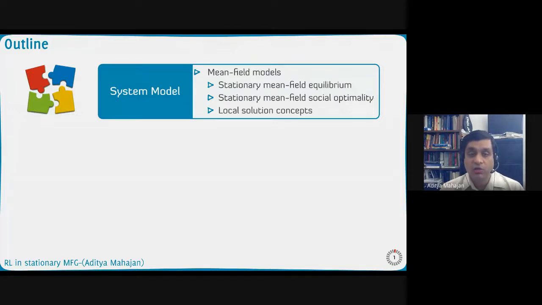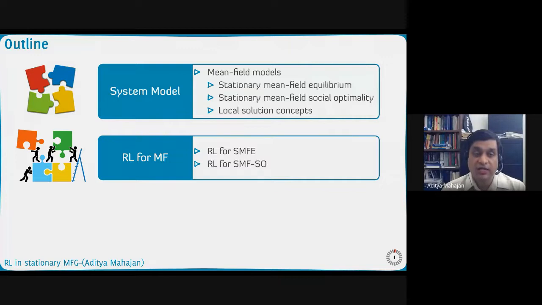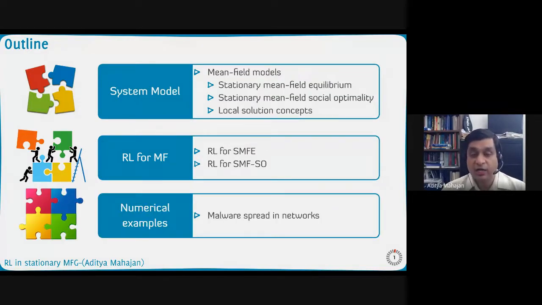And I'll talk about the two different solution concepts for this: in the competitive or strategic scenario, which is the stationary mean field equilibrium, and in the cooperative scenario, which is stationary mean field social optimality, and talk about local solution concepts for these. And then I'll describe a simple idea for doing reinforcement learning in such mean field models, and conclude by presenting examples from malware spread in networks, but actually there should be another bullet here on investment in firms in an industry.